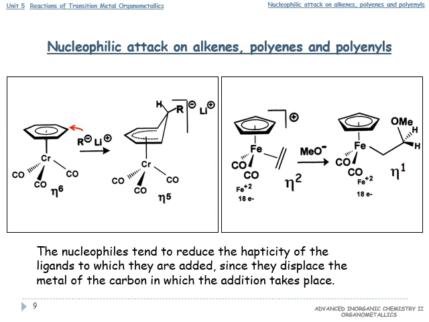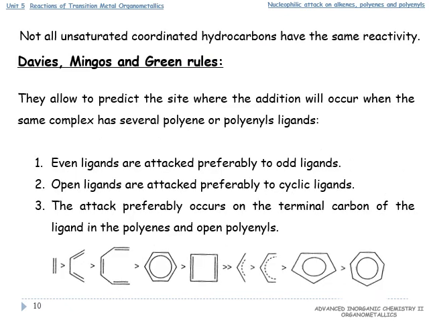Perhaps you are wondering why the methoxide anion, in this second example, attacks the ethylene group instead of the Cp. Well, not all unsaturated coordinated hydrocarbons have the same reactivity. Green, Davies, and Mingos noticed certain patterns in these reactions, and from them devised a set of rules that usually, but not always, allow us to predict the site of addition.